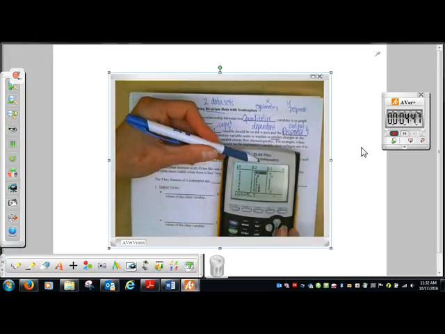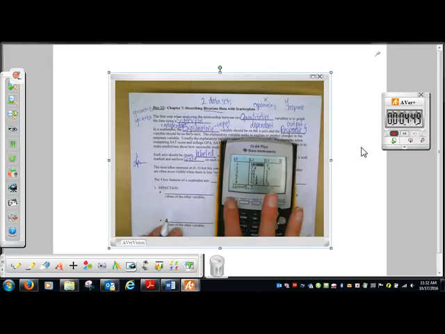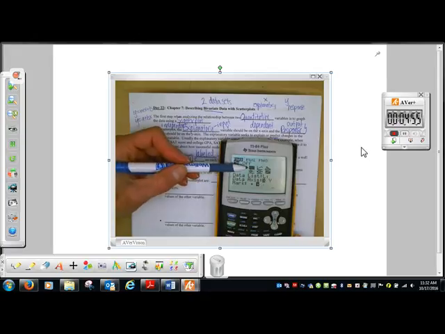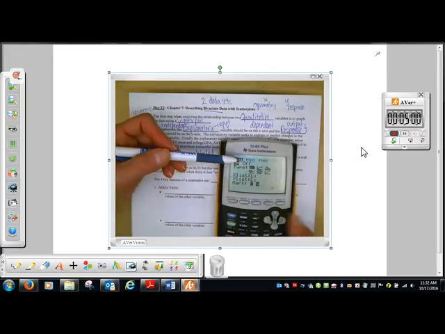Well, I've got some trig function on here, so I better clear that trig function. Now if I hit graph, I can't see anything. So then you hit zoom 9, and there's my scatter plot. So that just graphs my x's and y's.